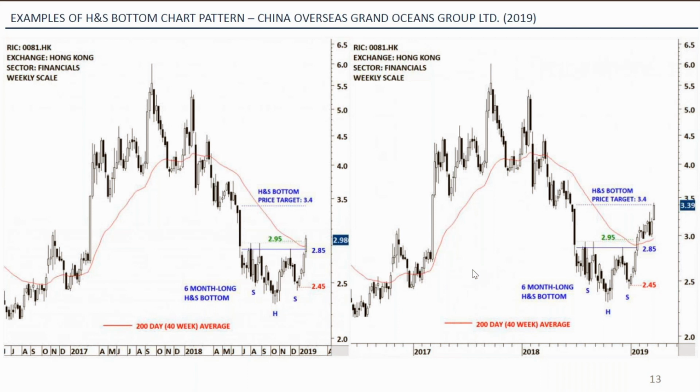That is why we have discussed several times that the best breakouts are the ones that break out and rally immediately after the breakout.